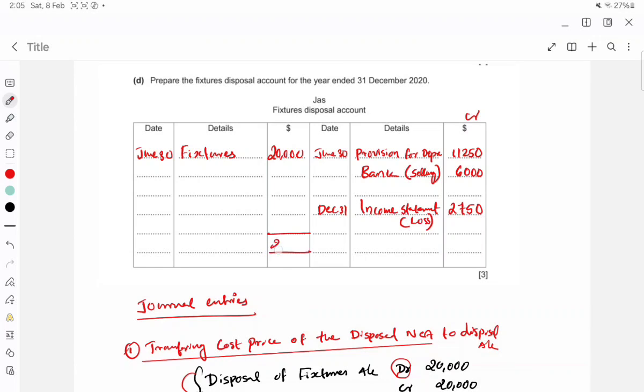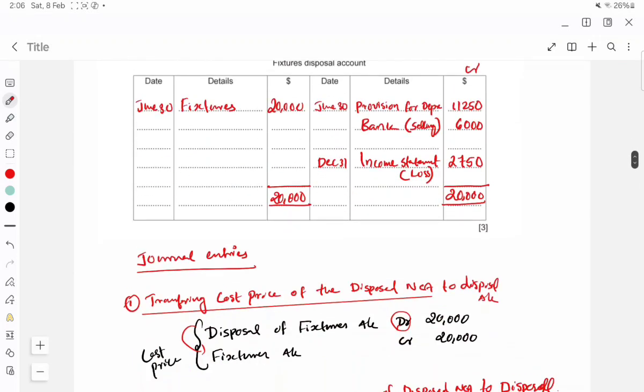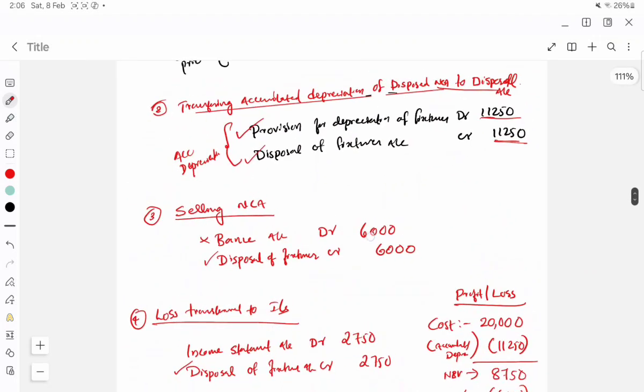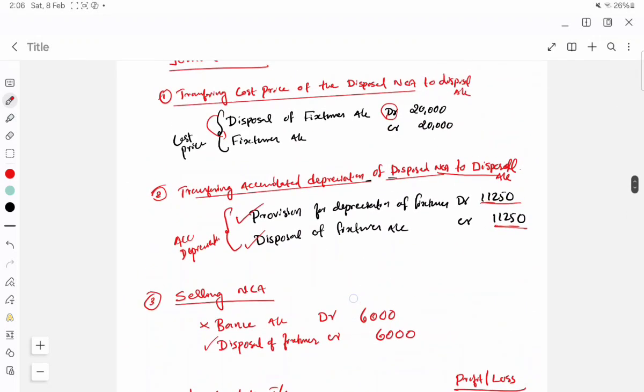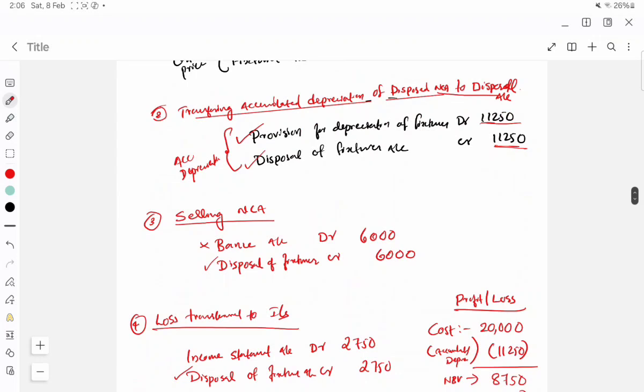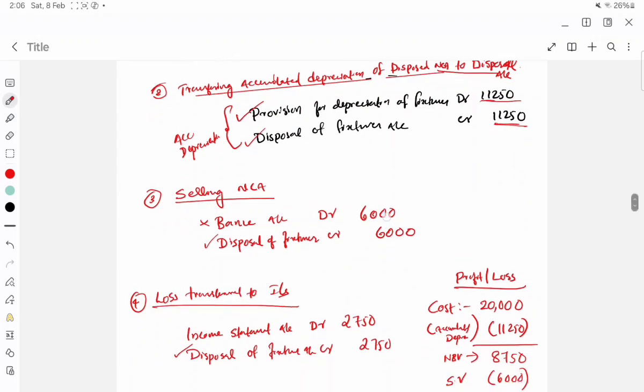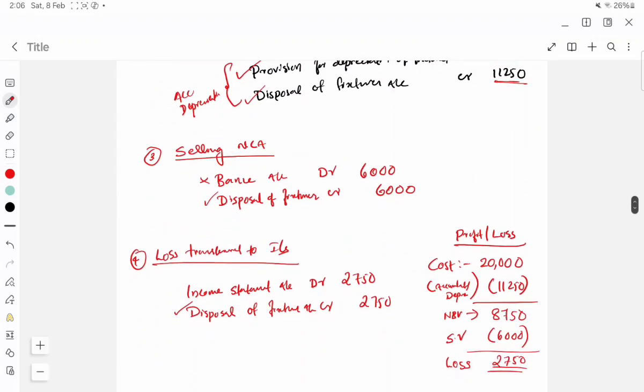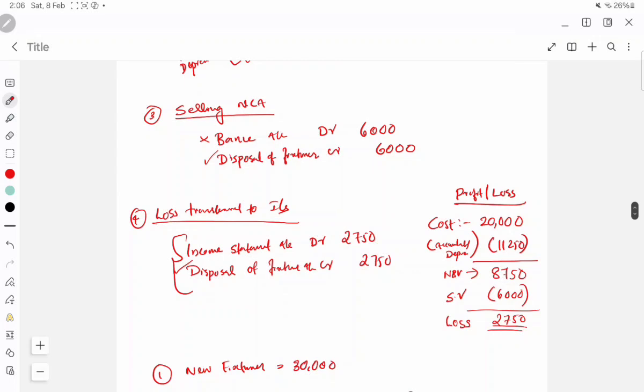Now coming to the disposal account, here also both sides will be equal. On this side 20,000, because we closed that fixtures account, and here also 20,000, isn't it? So this is all about the entries which you post in the disposal account, provision account, as well as the fixtures account. You should study these journal entries, disposal entries: if you purchase new fixtures, what will be the entry; if you are selling, what will be the entry; and if it is a loss, what will be the entry. If it is a profit, it will be in reverse order. So this is all about this question.